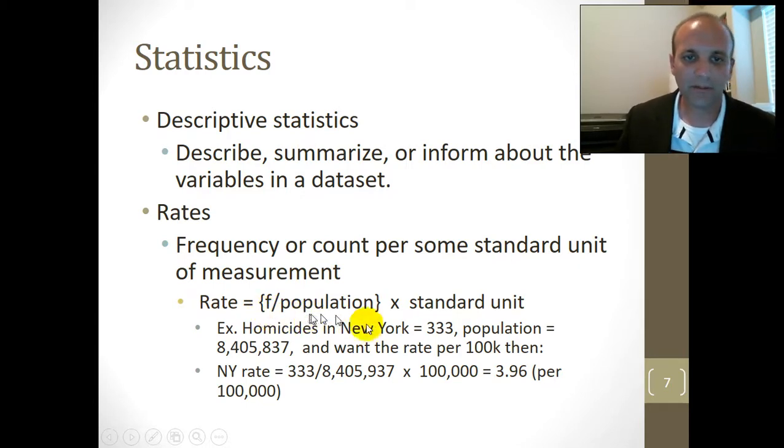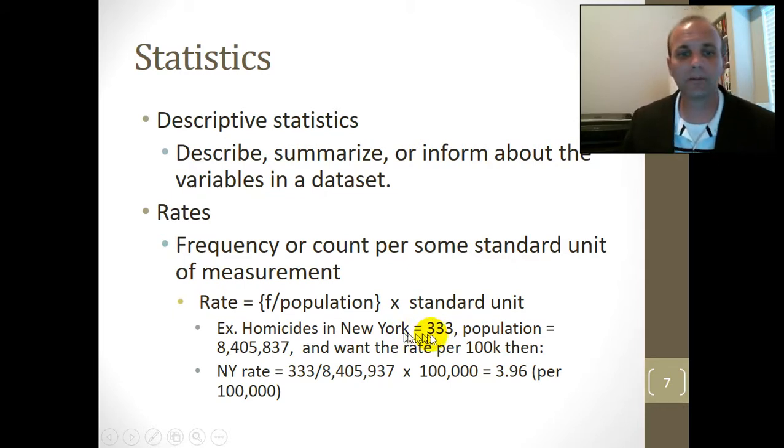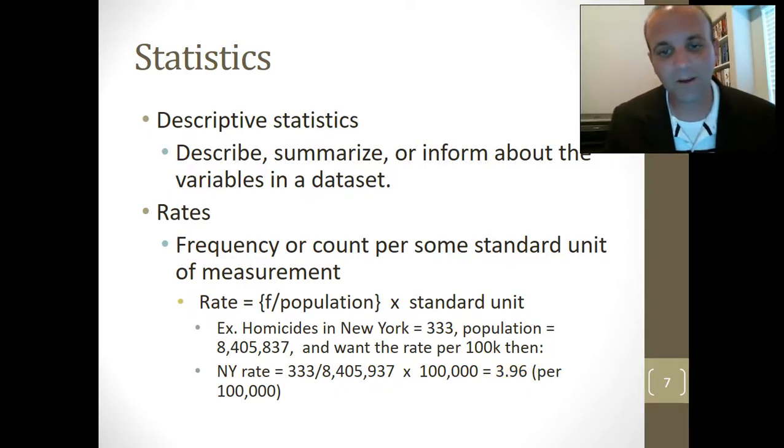It's the number over the population times the standard unit, which is subject to change. For example, say there were 333 homicides in New York in the previous year, with a population of 8,405,000, and you want a rate per 100,000. So you multiply by 100,000. Here's how the math breaks down, and you can see it's 3.96 per 100,000. I don't necessarily know if that's high or low or above the national average.